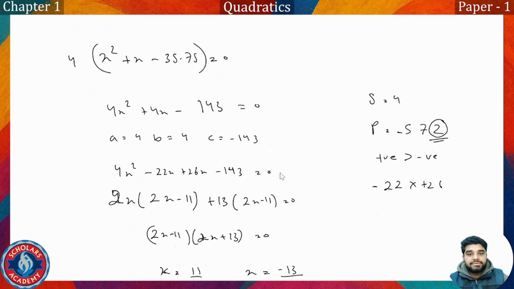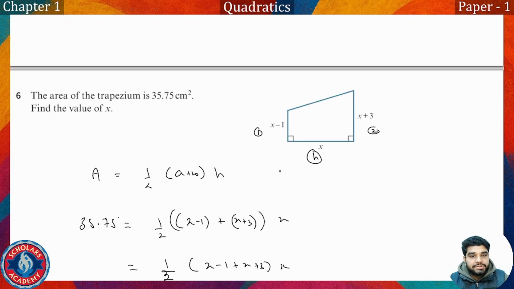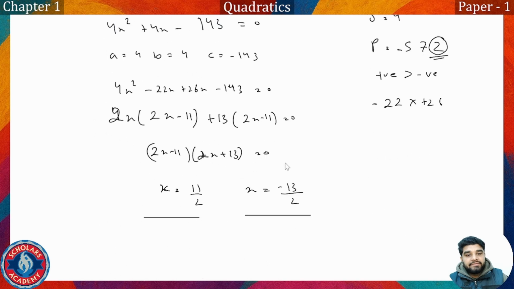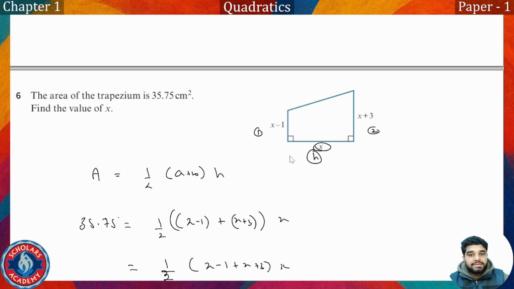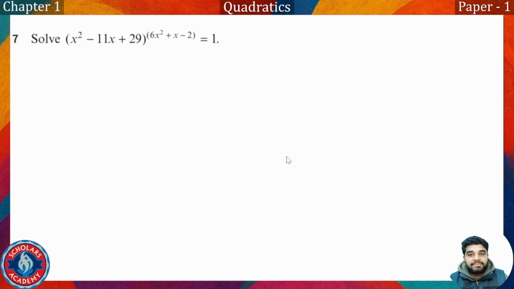But the value of x was actually a side, so it can't be negative. So this is incorrect. We'll take this particular value for x, which is positive. So x is 5.5 centimeters. All right, so x is 5.5 centimeters. That is what the question was asking. I hope it is clear.